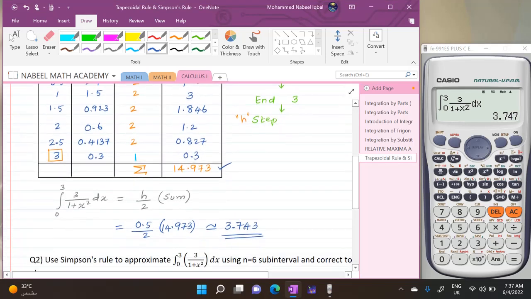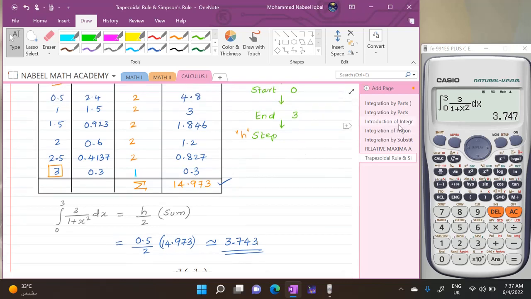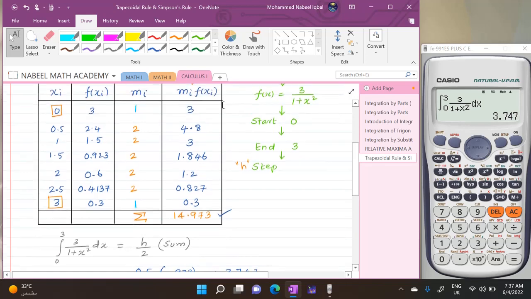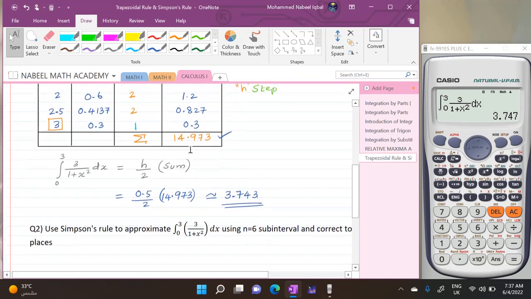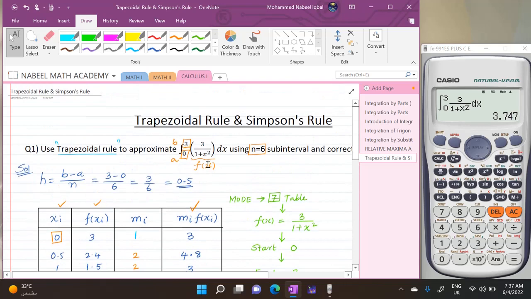3.747 is the exact answer. By using trapezoidal rule, we will get 3.743. So our answer is correct. So you can cross check your answer. If you make a mistake, you can just go backward. You can go through the sum. If you have made a mistake in the multiplication and addition, the table. So the same thing, it is a trapezoidal rule.